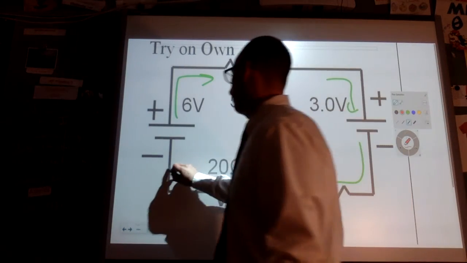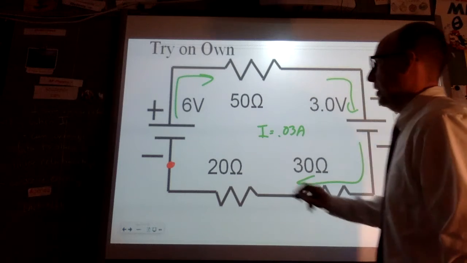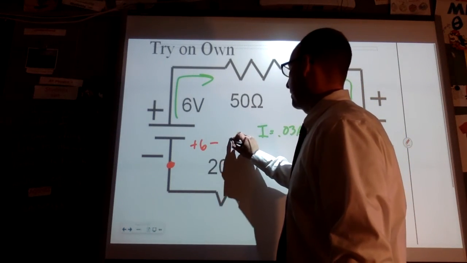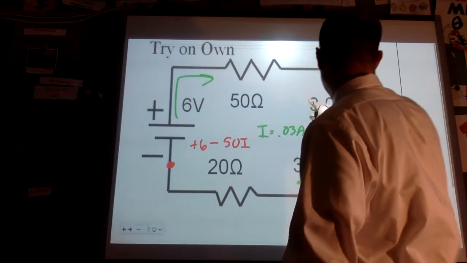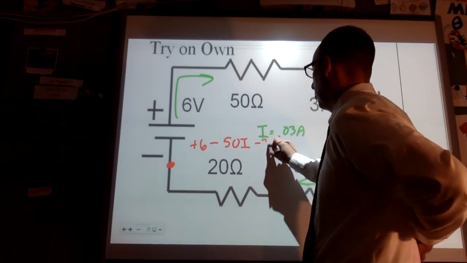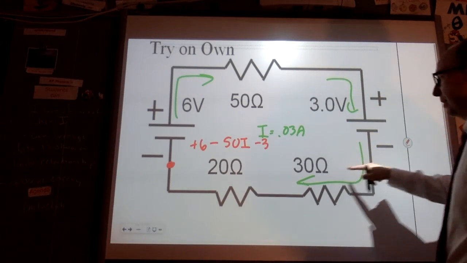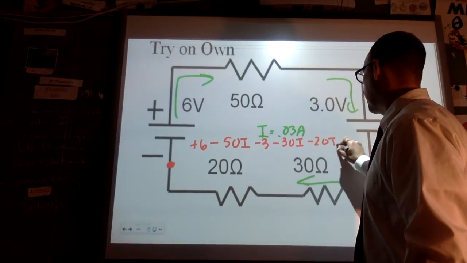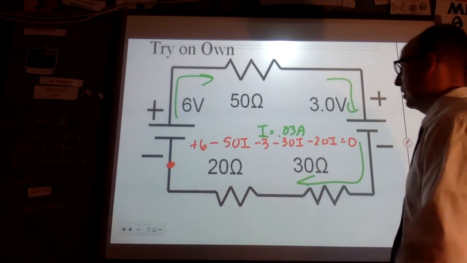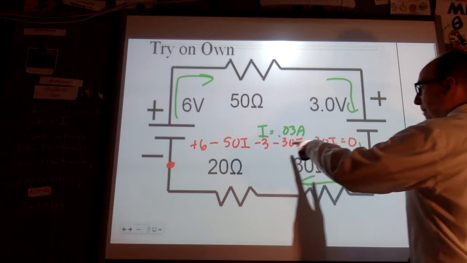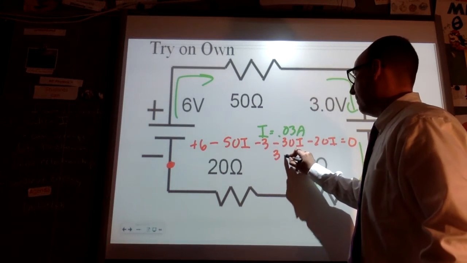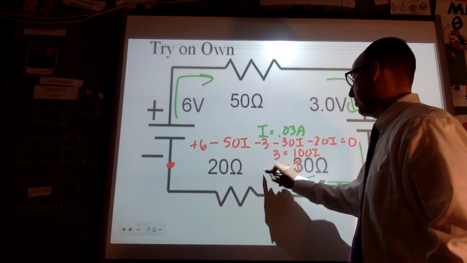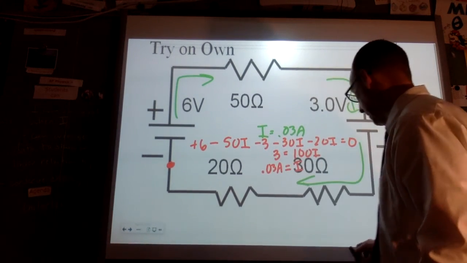I'll start here. And I'm going to have plus 6 minus 50I minus 3, because I'm going backwards across this battery, minus 30I minus 20I is equal to 0. So I have 3 on this side and minus 50I. So I would have 3 equals 100I. So I is going to be 3 over 100 or 0.03 amperes.